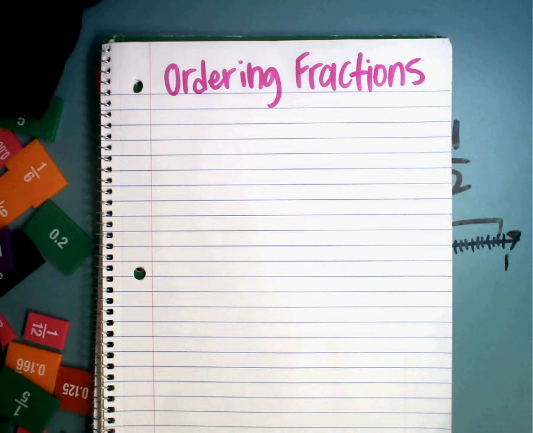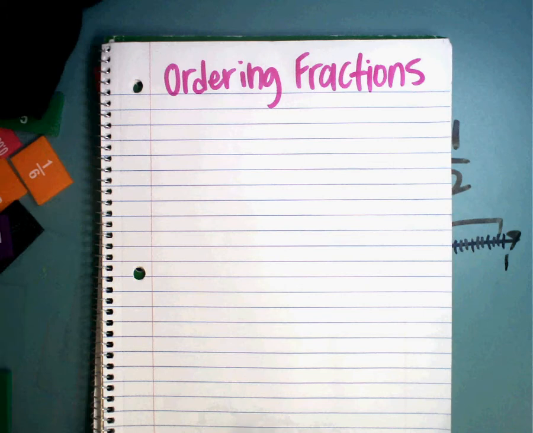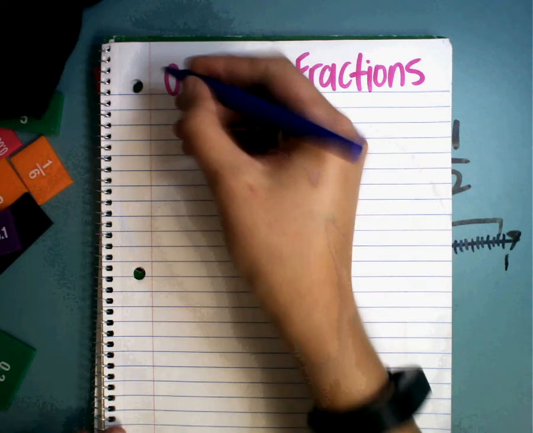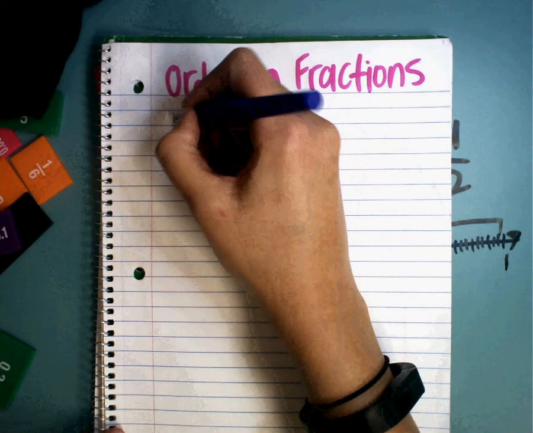Okay. So today we're going to talk about ordering fractions. We've talked about comparing fractions already. Now we're going to talk about how to order them when there's more than two fractions. There are two different scenarios, two different things that may come up. The first is when the denominators are the same.